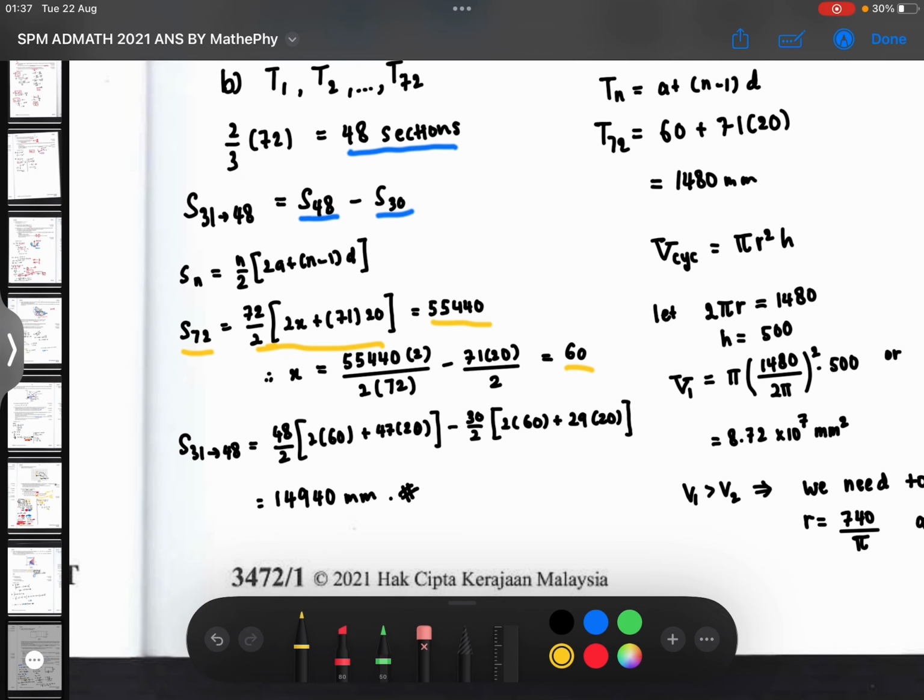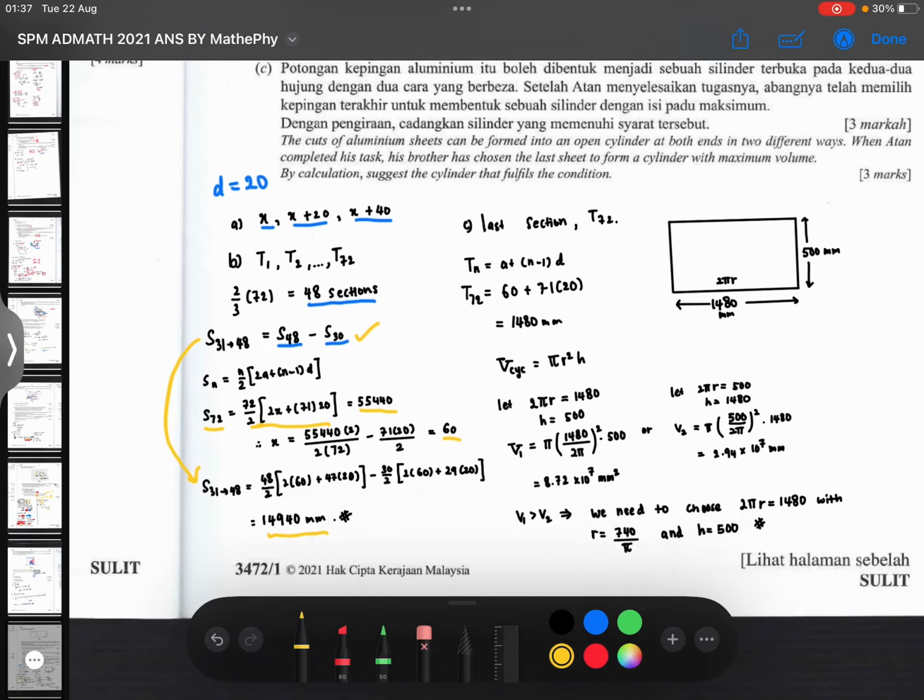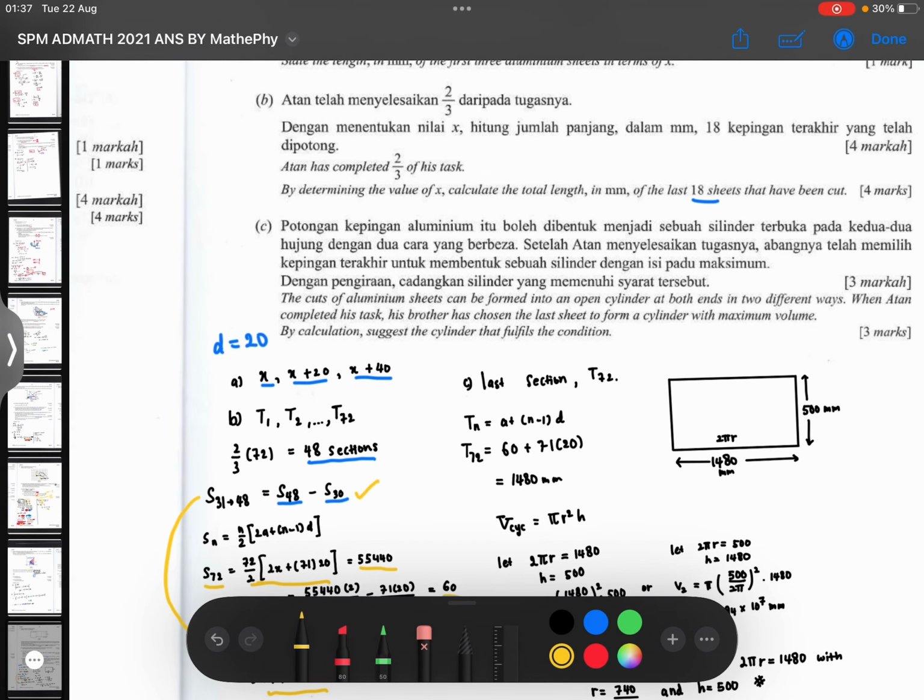After you get the value of x, then you can proceed for this. That's why this is actually the continuation. Then you get the answer of 14,940 millimeter. Okay, for question C.